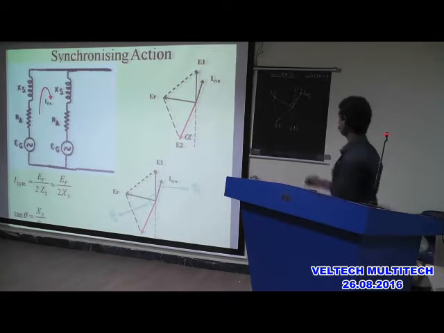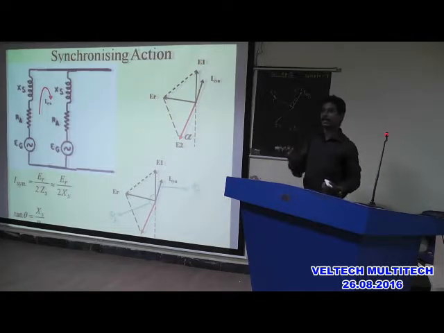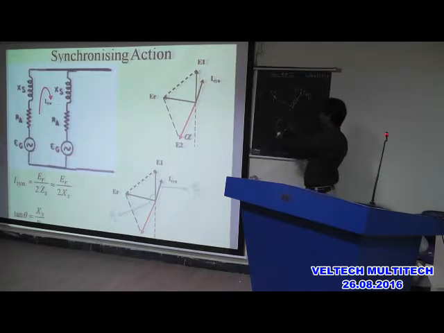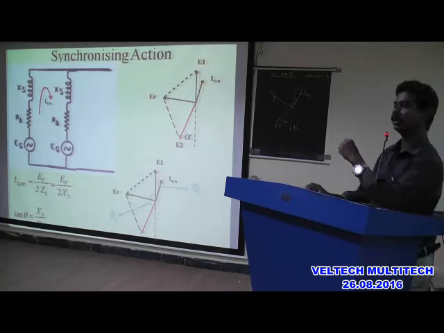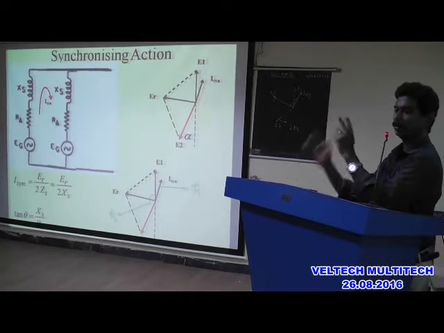Here I have reduced the speed of the second alternator, so ISY is the motoring current for the second alternator. Motoring current will generate an accelerating torque, that means the speed of this alternator will increase. So the vector swings back in this direction and comes to this position, 180 degrees out of phase. Once the vector comes to this position, ER is 0, and once ER is 0, ISY is 0.